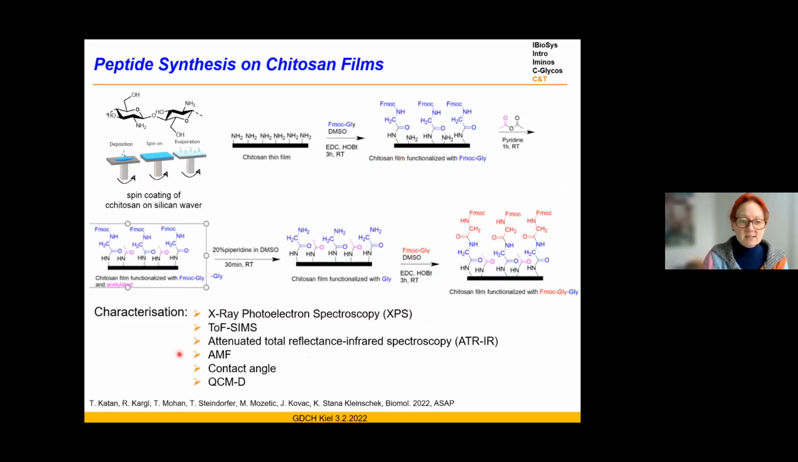And another cool thing was done in her group by a very talented master student, Tanja Katan, who managed by spin coating to produce chitosan films, and via typical amide coupling reaction conditions, she could couple on two amino acids, two glycine amino acids here onto the chitosan film. And this is really, really cool, I found. So actually she did peptide synthesis on the surface of the film. And in this paper here, which came out recently, she also did a thorough characterization of her surface.